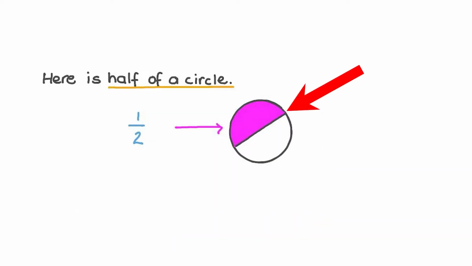Here we have half of a circle. 1/2, meaning one part of the two halves is shaded. So we have a circle. I took my marker and I shaded just one part of that circle. Now a circle is made up of two halves. Remember I showed you in the picture before.